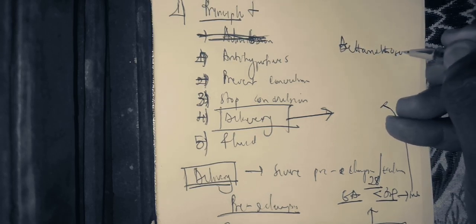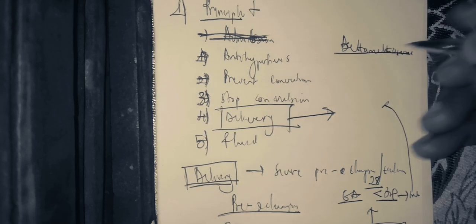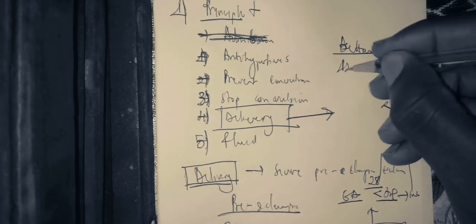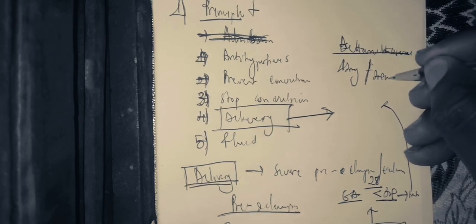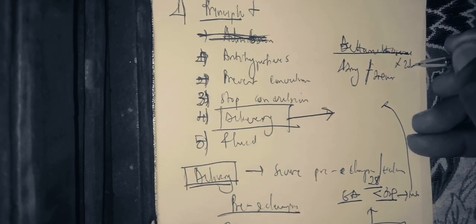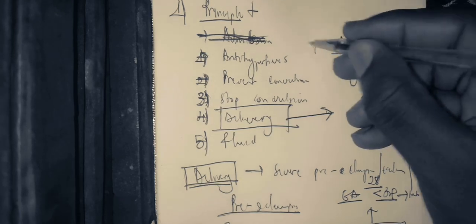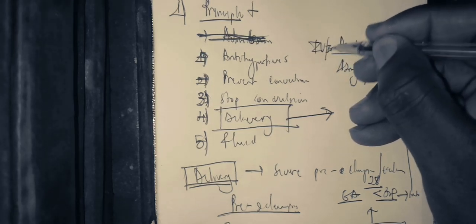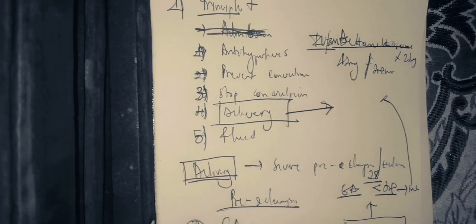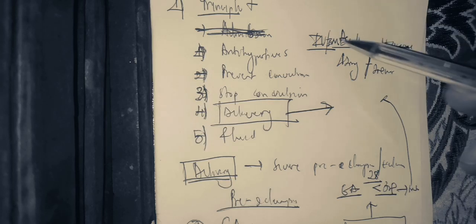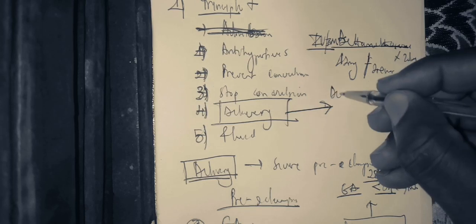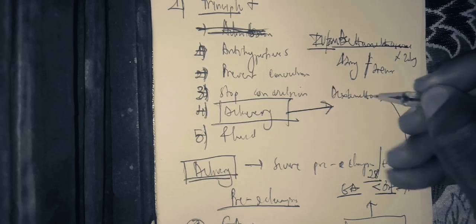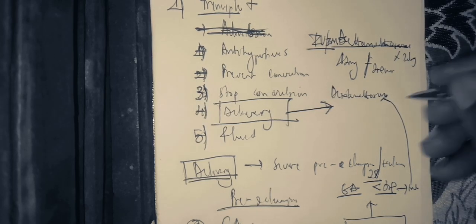Betamethasone, 12 milligram one time every 24 hours for 2 days. It is IV or IM, but in our context we use it IV. Is it clear? So betamethasone IV or IM 12 milligram every 24 hours for 2 days, or you use dexamethasone if you don't have betamethasone.